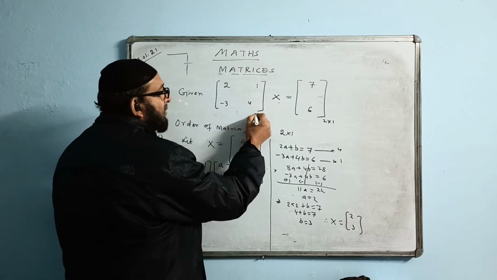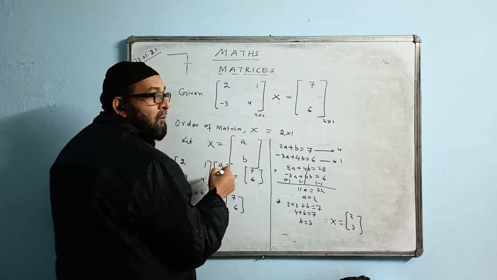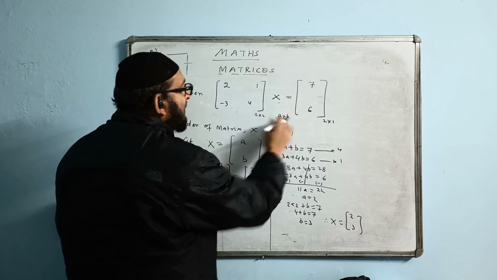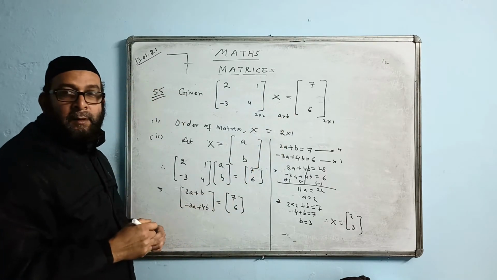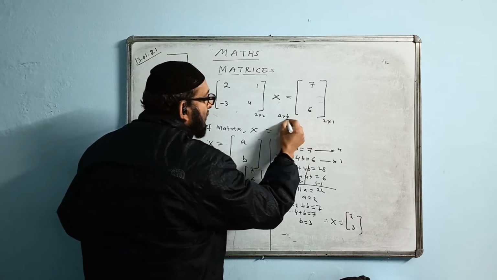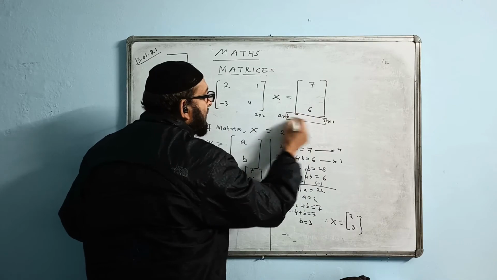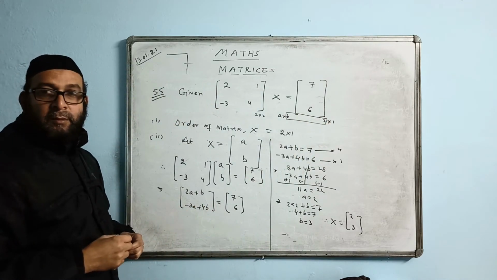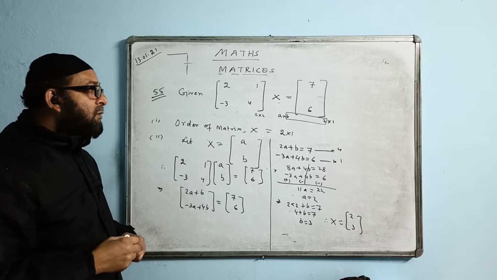What is the order of this matrix? The order of this matrix is 2 by 2. And the order of the other matrix, I take as A by B. We don't know, so we take the values A and B. Tell me from here, multiplication is possible when these two are equal or not? What is the value of B then? B value comes 2 or not?